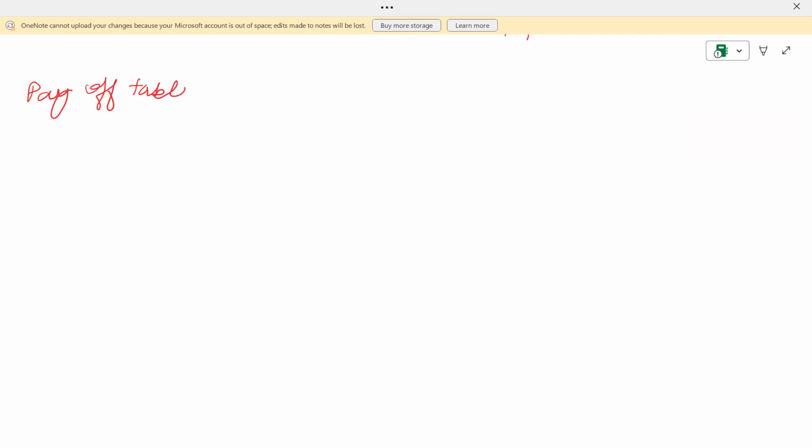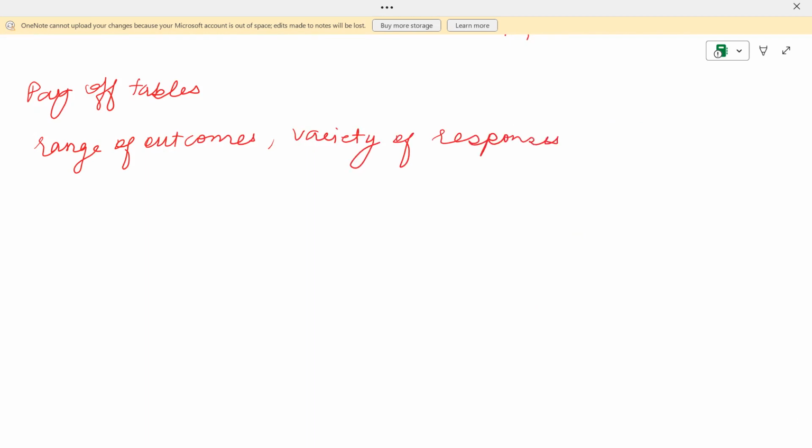Payoff tables. So this is also a technique which is useful to take decisions. It can be a way to represent and analyze a scenario where there are a range of possible outcomes, and you can say a variety of responses. There are multiple ways in which I can respond to these outcomes. So this is where payoff tables will be helpful. Now, using the payoff tables, there are three decision rules which we have.